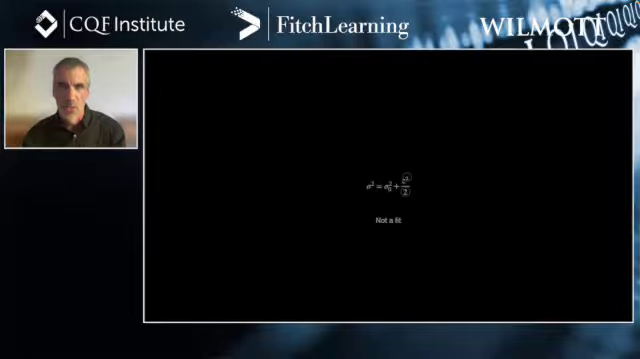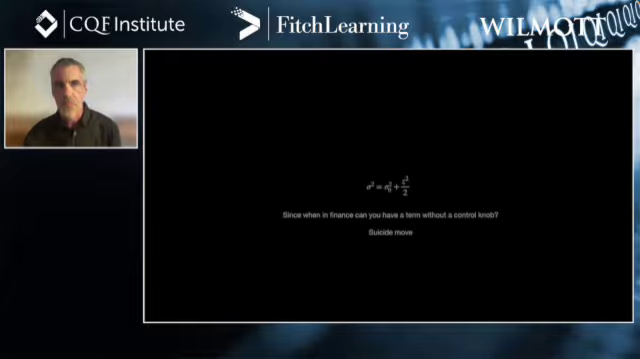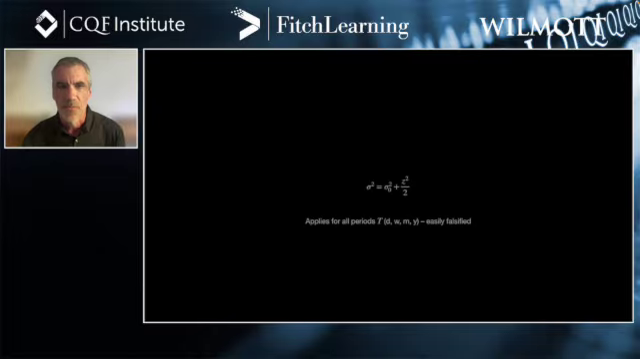So the 2 in the denominator is not a fit. It's there for kind of the same reasons as the 2 in the exponent. So if you integrate z, you get z squared over 2. It's kind of like that. And since when in finance can you have a term without a control knob? This is like a suicide move in a game.